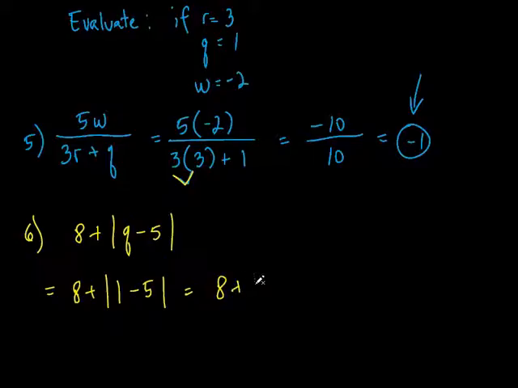We get 8 plus, put the absolute value there again, and then 1 minus 5. 1 minus 5 is negative 4. Now we're ready to do the absolute value, because now there's only one number inside that absolute value. So it's going to be 8 plus, what's the absolute value of negative 4? Just positive 4, right? Because whenever you take the absolute value of something, you take the positive version of it. So it's 8 plus 4, and that is 12.